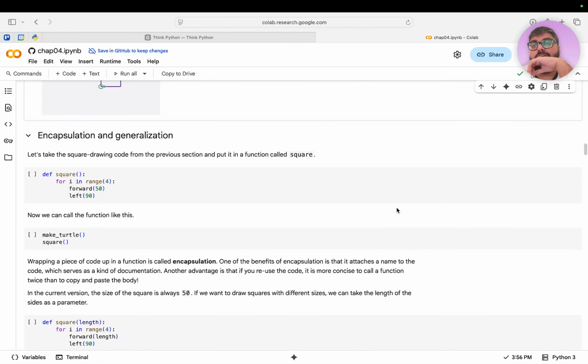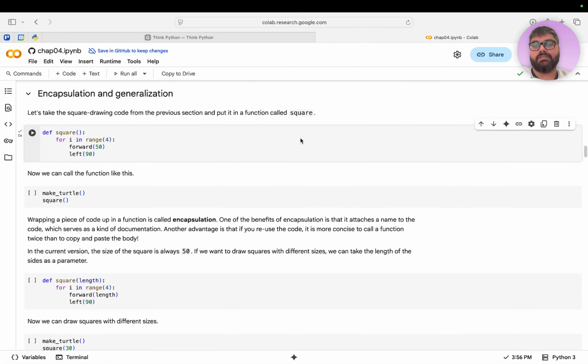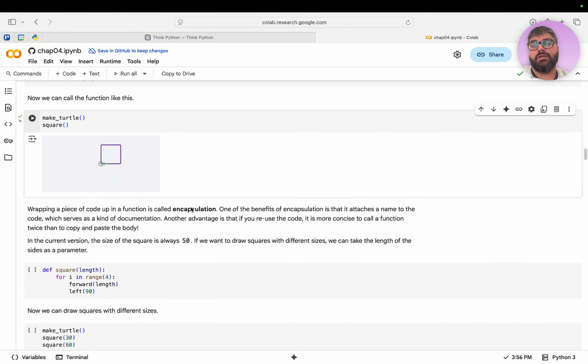Encapsulation and generalization. Let's take the square drawing code from the previous section and put it in a function called square. Make turtle square. Boom. Wrapping a piece of code up in a function is called encapsulation. One of the benefits of encapsulation is that it attaches a name to the code, which serves as a kind of documentation. Another advantage is that if you reuse the code, it is more concise to call a function twice than to copy and paste the body.